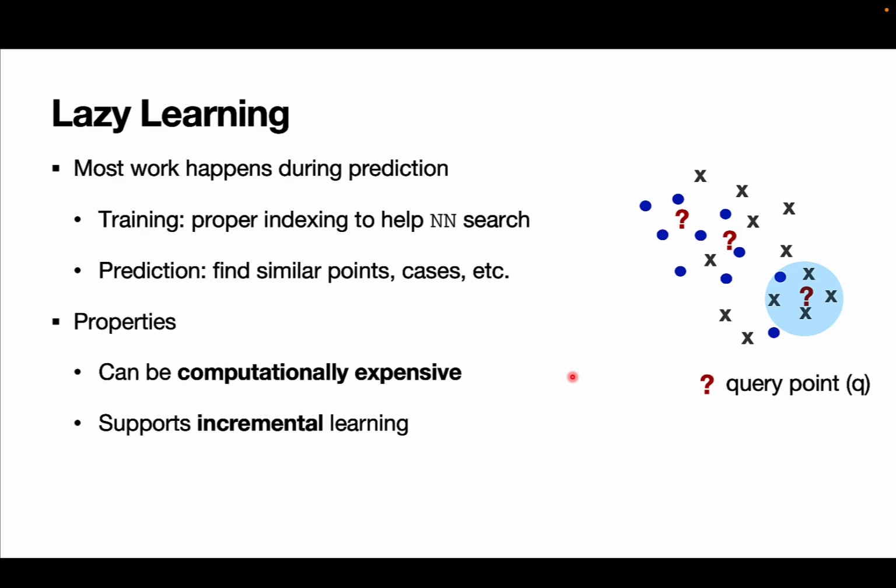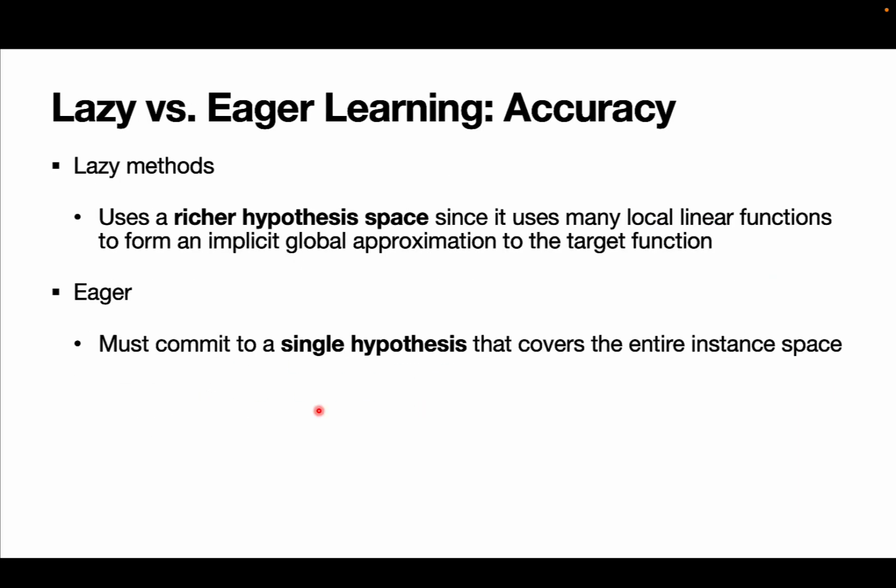And as we all expect, a lazy learning algorithm like KNN relies a lot on proper indexing, maybe hashing, because the data management and the storage are very crucial to support incremental learning, which is very computationally expensive. In terms of accuracy, lazy methods use a richer hypothesis space because they rely on so many local linear functions. So these functions form an implicit global approximation to the target function.